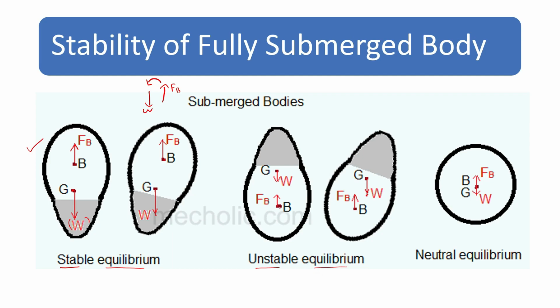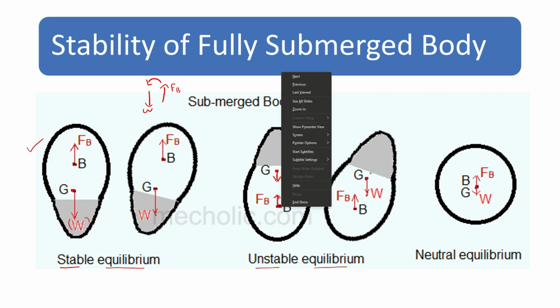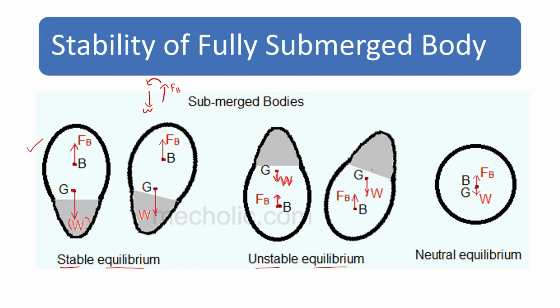Here the center of buoyancy is below the center of gravity. The weight is acting downward at the center of gravity and the buoyant force is acting upward at the center of buoyancy. When it is given a tilt towards right, you can see that there is not much change in the position. When it is given a tilt, the center of buoyancy will be acting here and the weight is acting downward here.